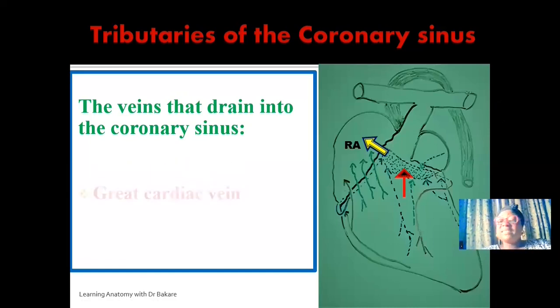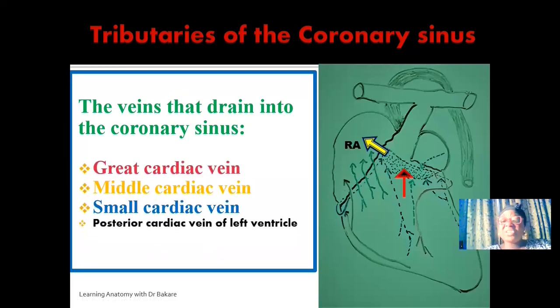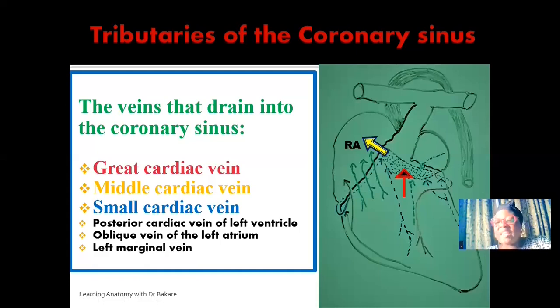So the first one is the great cardiac vein. Then we have the middle cardiac vein, the small cardiac vein, the posterior cardiac vein of the left ventricle, the oblique vein, and finally the left marginal vein. So these are the veins that drain venous blood directly into the coronary sinus before the coronary sinus then takes the venous blood into the right atrium. So let's take each of these branches one after the other to see the course that they take around the heart.